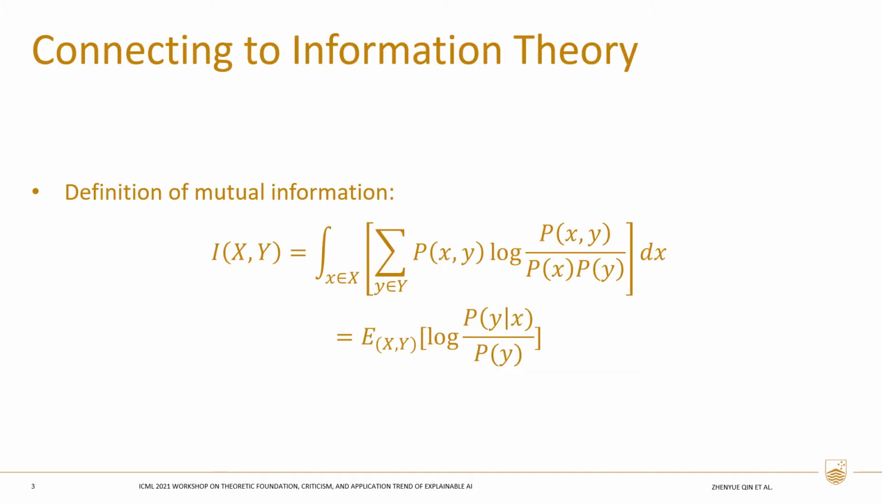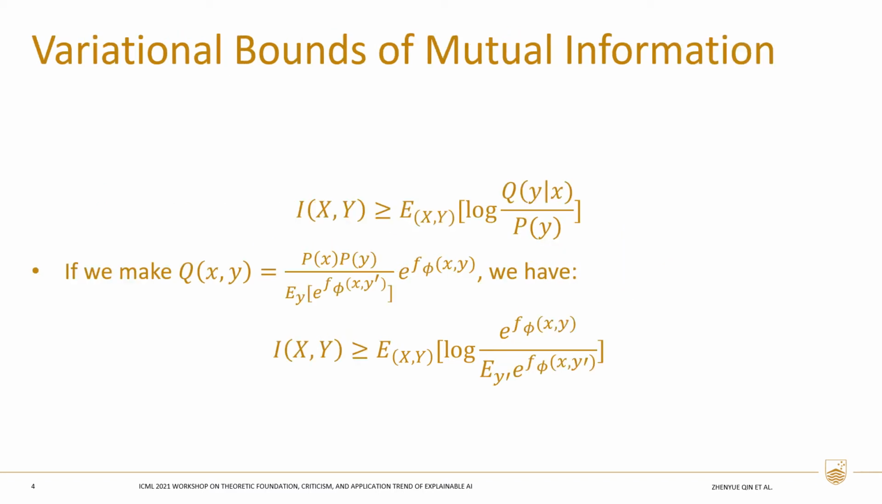Before we continue, we first give the definition of multi-information. It is the expectation of the log of joint probability divided by the product of matched probabilities. As we can see, if the two variables x and y are mutually independent, the multi-information will become zero. We then can derive a variational lower bound of multi-information as here.